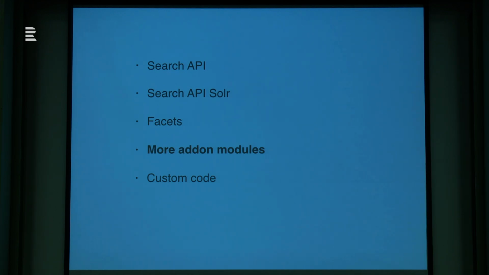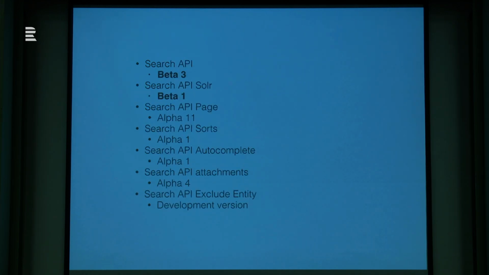So I'll give a short overview of the other add-on modules and their versions. Search API is in beta, so that means it has an upgrade path and you can trust it to not change your configuration, or if it changes configuration, then we will provide you with an upgrade path that you can do drush updb, and it will update the configuration into the new state. Solr is also already in beta, so that means that they also provide an upgrade path.